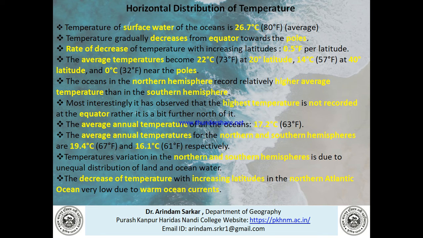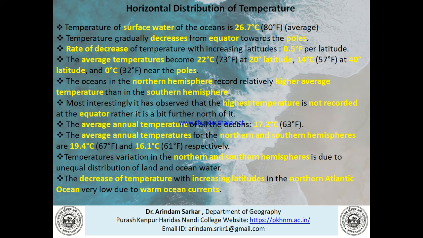Now, the average annual temperature of all oceans is about 17.2 degrees centigrade. That is equal to 65 degrees Fahrenheit also. The average annual temperatures of the northern and southern hemispheres are respectively 19.4 degrees centigrade and 16.1 degrees centigrade. Temperature variation in the northern and southern hemispheres is due to unequal distribution of land and water.